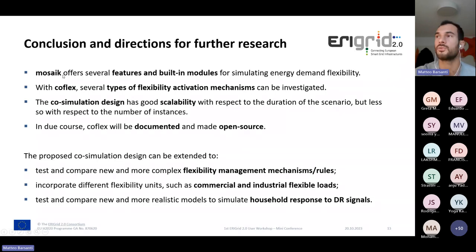Mosaic, this co-simulation framework, offers interesting modules and features for simulating energy demand and for coordinating flexibility. The simulation, as I said before, the co-simulation design had good scalability with respect to the duration of the scenario, but less so with respect to the number of instances.